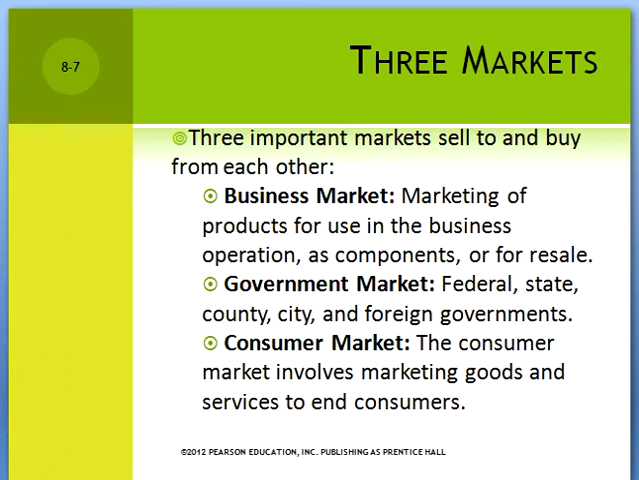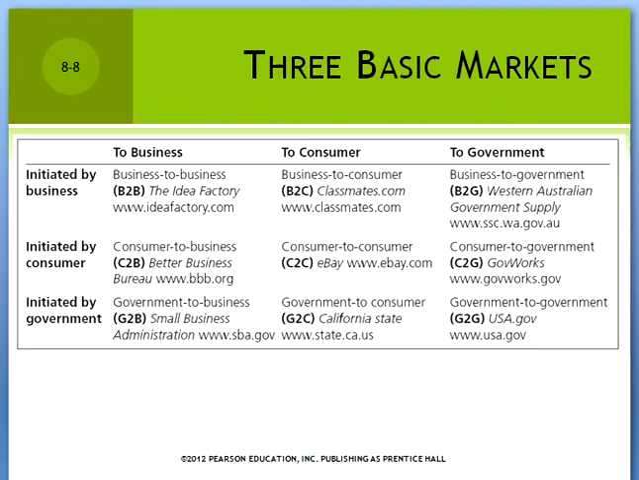When we talk about the internet, there are three markets which buy and sell to each other: the business market, marketing of products for the use of businesses; the same way the government market; and then the consumer market, which involves marketing products, goods and services. Now, for the internet purpose, we will be dividing these three groups based on it. And the next slide will show you how the classification could be done.